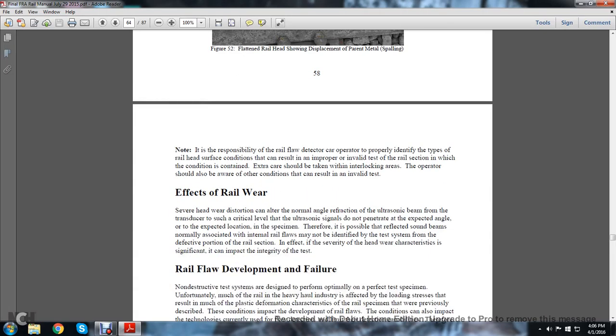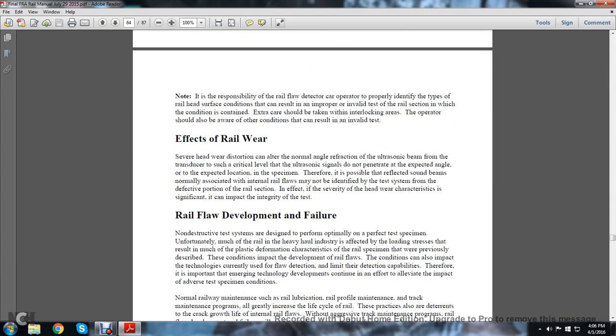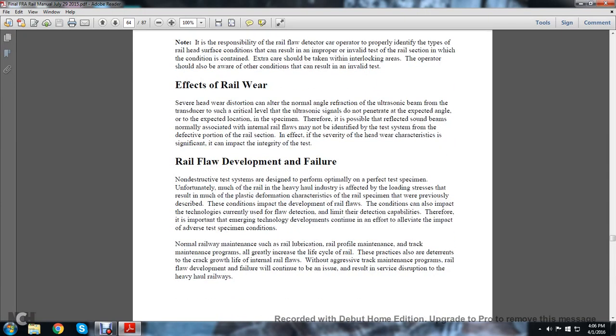Effects of rail wear. Severe head wear distortion can alter the normal angle of refraction of ultrasonic beams from the transducer to a critical level. The ultrasonic signal does not penetrate at the accepted angle or to the expected location in the specimen, and is therefore probably reflected. The sound beams normally associated with internal rail flaws may not be identified by the testing system within a defective portion of the rail section. In effect, when the severity of the head wear is significant, it can impact the integrity of the test.